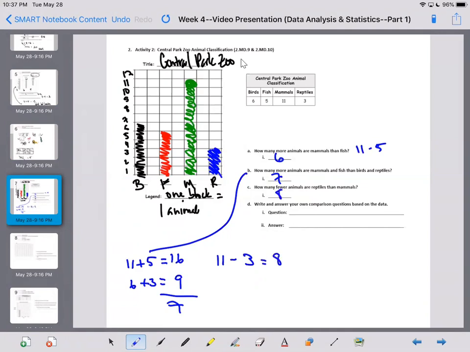And then with part D, it's one of these types of problems that kind of opens it up for the kids to ask a question and develop an answer based on the information. So they could say, how many fish need to be added to equal mammals? Well, if there's 11 mammals and there's 5 fish, then we would need to add 6 more fish to equal mammals. So a question like that could be created.